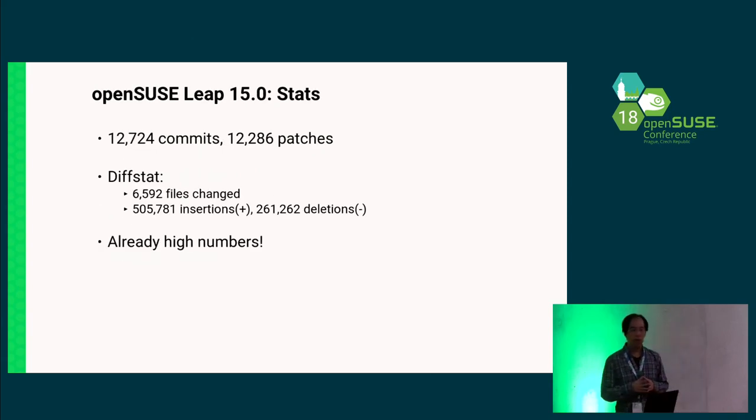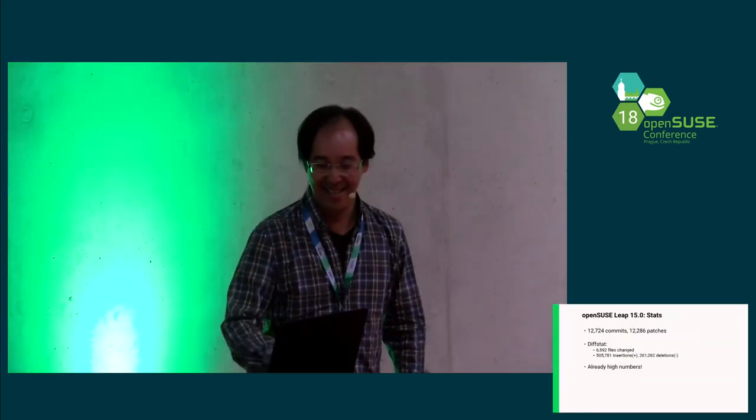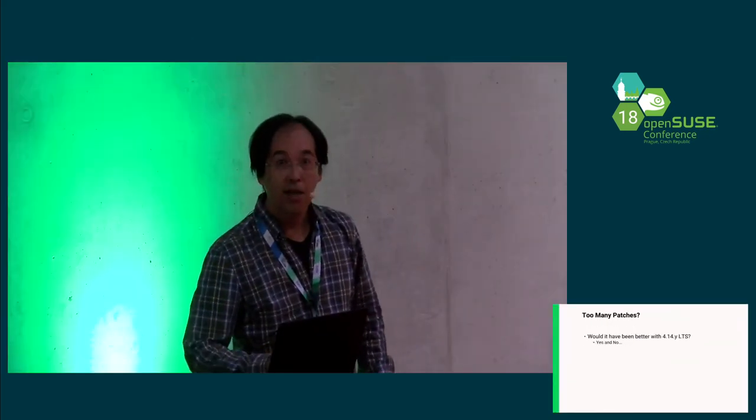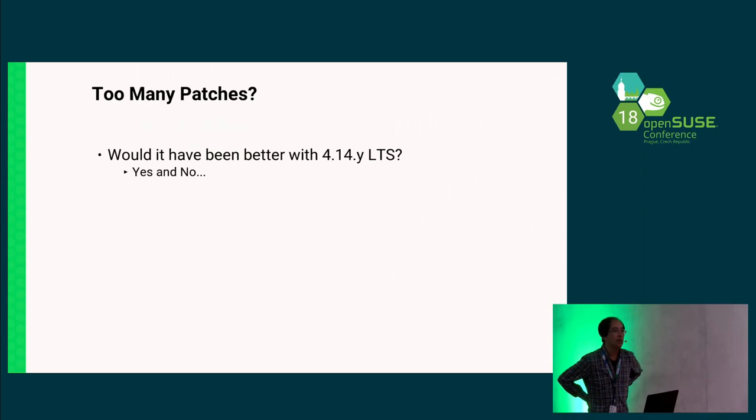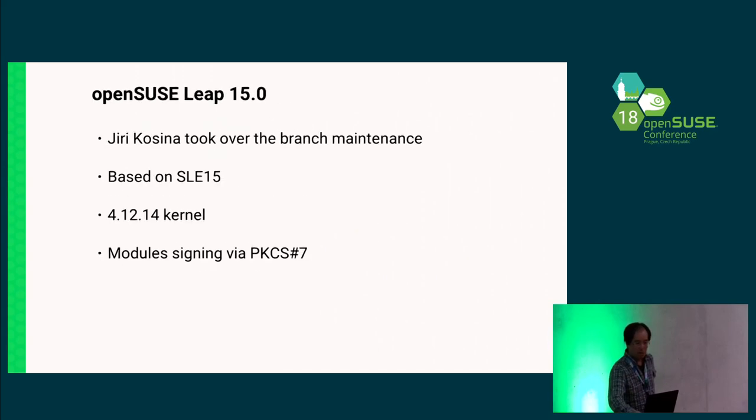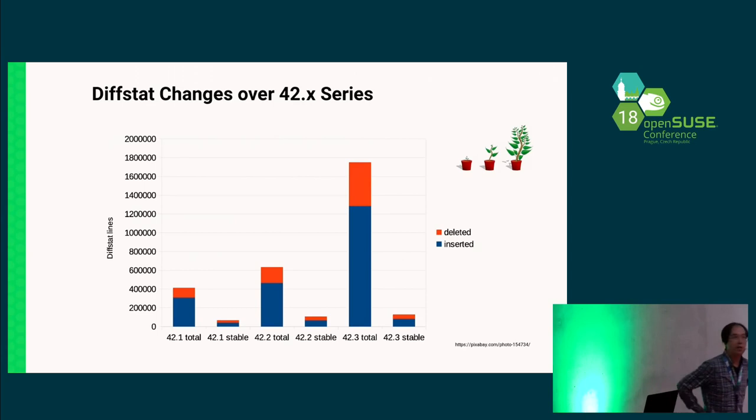And when the 5.0 kernel starts, it's already 12,000 patches. That's not so small. So why so many patches? Would it have been better with the 4.14 LTS kernel if we'd taken that? Maybe yes, but maybe not so much. For example, if you look at that chart, the number of stable patches is so small in comparison with the total number of backport patches.